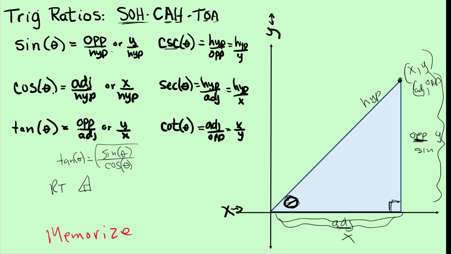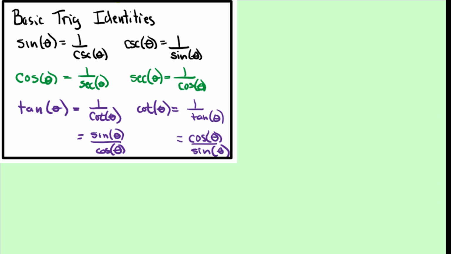These 6 trig ratios you do need to have memorized for our first unit test and for a quiz that you will take either on the day of finals or maybe when we get back from break. All right, basic trig identities.